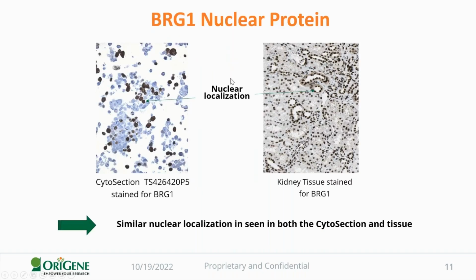This slide shows the staining of BRG1. It is a nuclear protein, so you should see staining in the middle of the cell as well as in the cytoplasm. I'm sorry that this specific slide doesn't show the nuclear staining very clearly, but you see a similar stain in both the cytosection and the kidney tissue stained with BRG1. So the similar nuclear localization is seen in both cytosections and tissues.